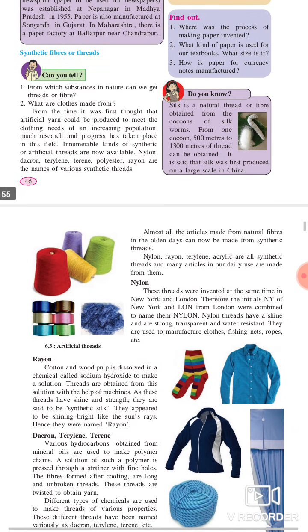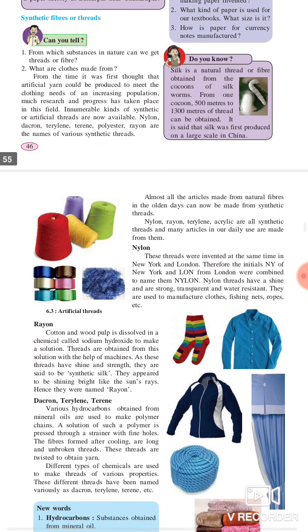Next is synthetic fiber and threads. Fiber means cloth, the cloth that we use. That cloth is called fiber, and thread. From the time it was thought that artificial yarn could be produced to meet the clothing need of an increased population, much research and progress has taken place in this field. Innumerable kinds of synthetic or artificial threads are now available. Nylon, Dacron, terylene, polyester, rayon are names of the various synthetic fibers.